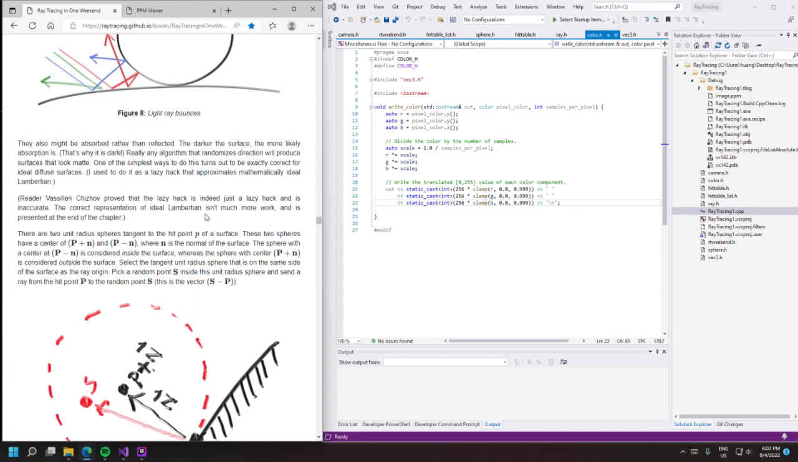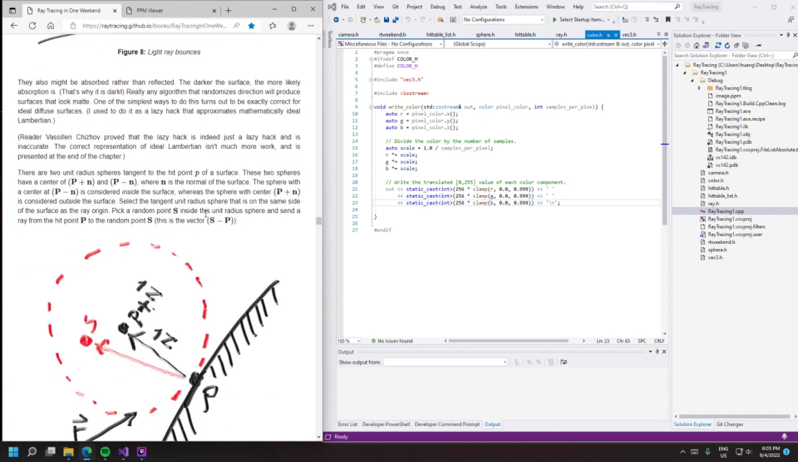Really, any algorithm that randomizes direction will produce surfaces that look matte. I don't know what that is. One of the simplest ways to do this turns out to be exactly correct for ideal diffuse surfaces. Yeah, I don't understand what's between the parentheses.